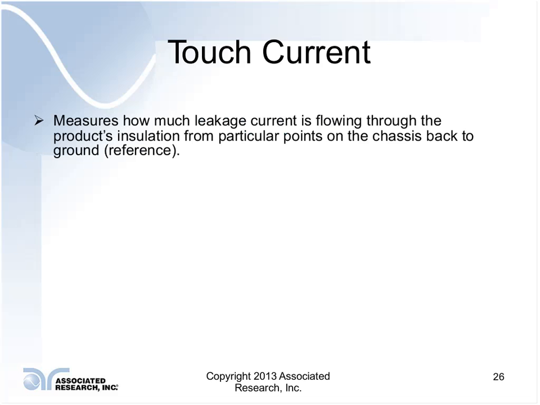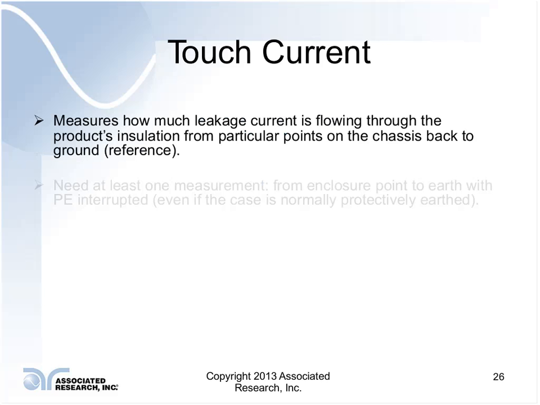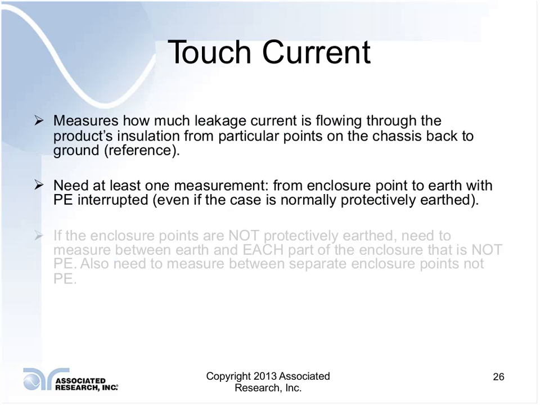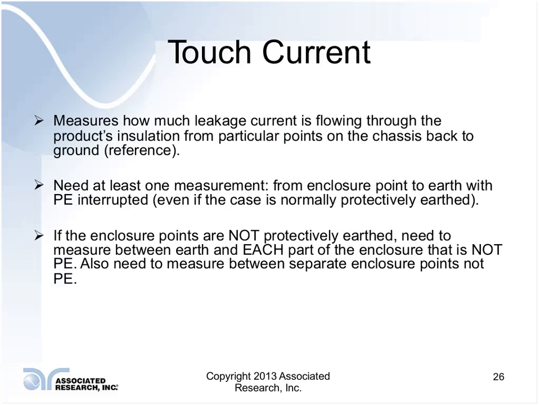So if we're measuring touch current, we want to measure the leakage current that's flowing through a product's insulation from particular points on the chassis back to your reference. So you need at least one measurement if you're doing this test. That could be from enclosure point to earth with, let's say, PE interrupted, even in the case that it's normally protectively earthed. If your enclosure points are not protectively earthed, you need to measure between earth and each point of the enclosure that is not protectively earthed.